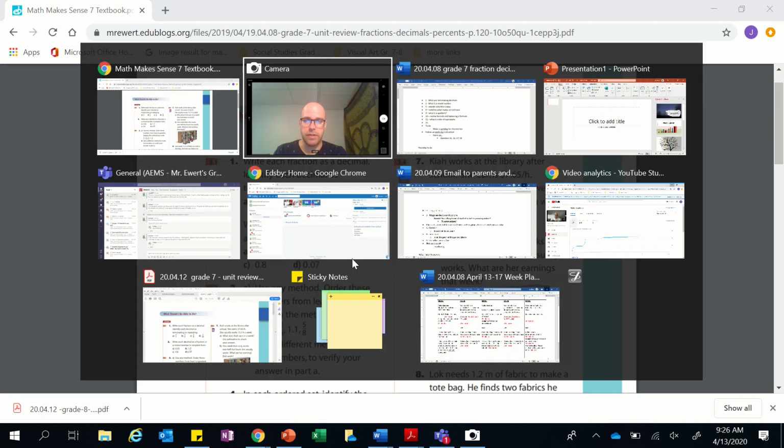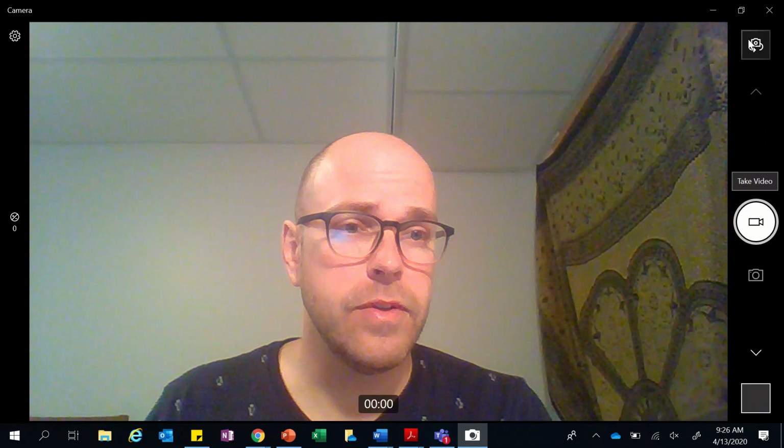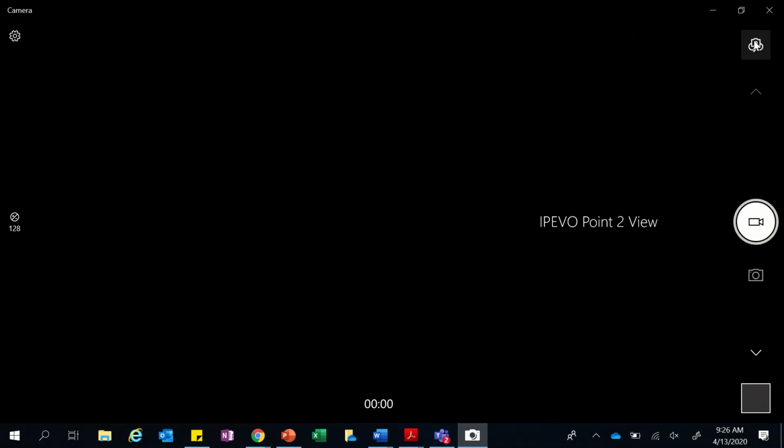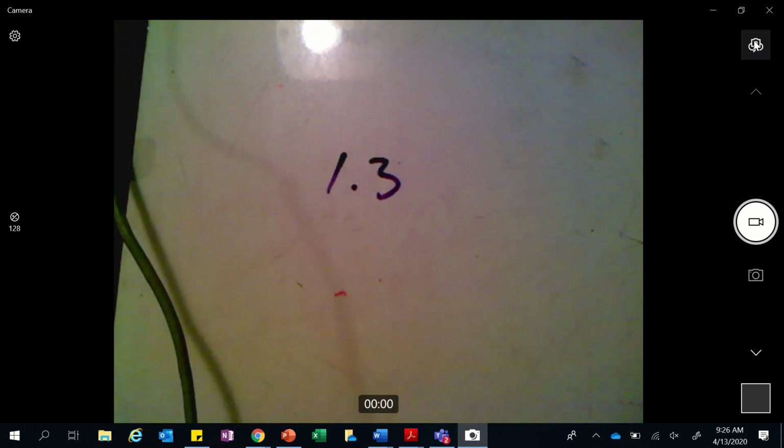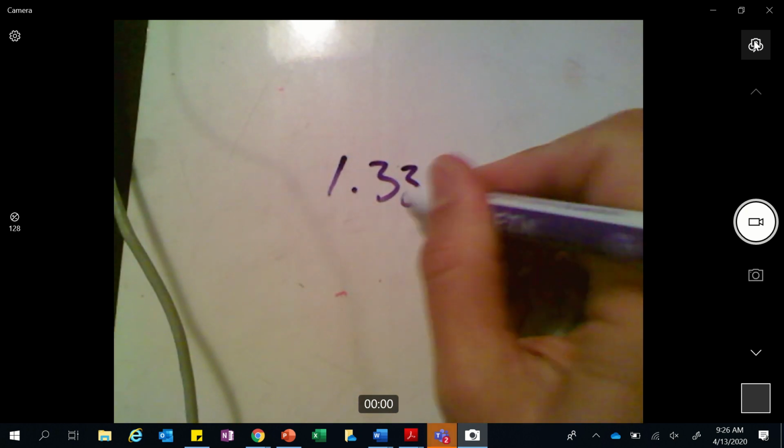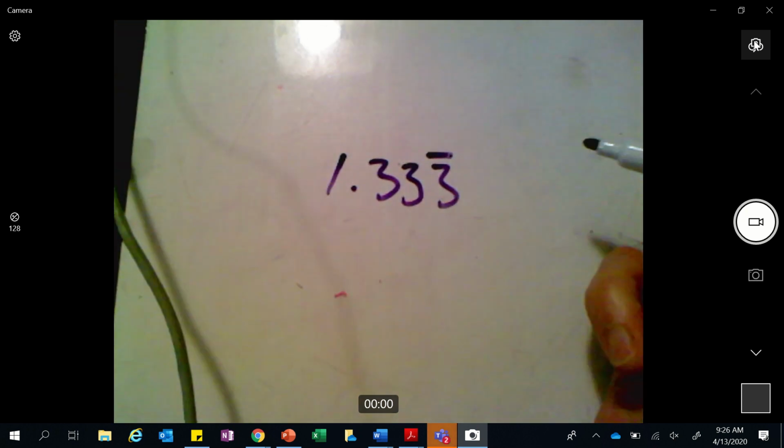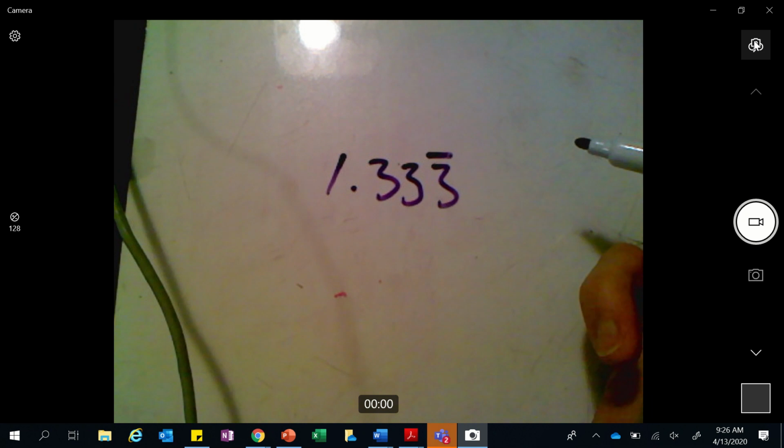So I'm just going to switch over here. We'll go to our side camera. So terminating and not terminating. When something is terminating, that means it is ending. So let's take a look at what an example would be. So if I have 1.3, that is terminating because it has come to an end. If I had 1.333 and this little line above, that means it is non-terminating.